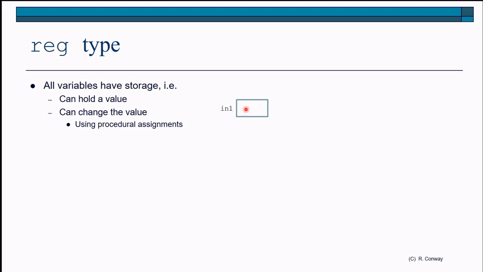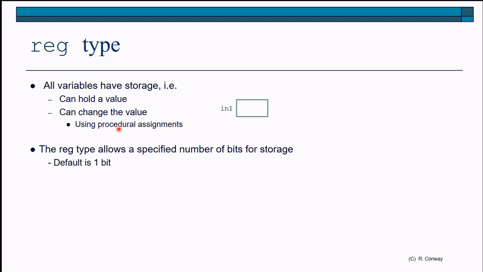The value stored in one can be changed, and for the reg type, this can only occur using a procedural assignment. For the moment, the best way to think of what a procedural assignment is, is an assignment that occurs inside an always or an initial construct. The reg type allows a specified number of bits for storage and the default is 1.